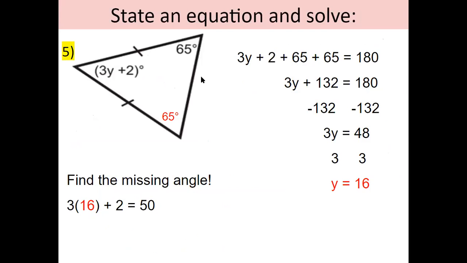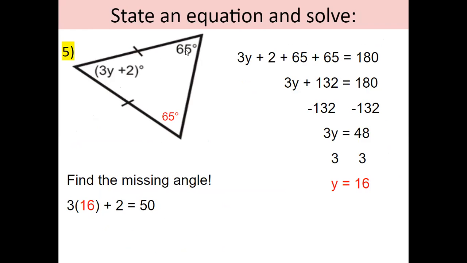And then finally, we had number 5. So this is in red because you had to find the missing angle. So we know it's isosceles because the 2 sides are the same. And what we know about isosceles is that the 2 base angles are the same. So if this angle measures 65, then this angle measures 65, okay? And then once we have that information, we have to find this missing angle.